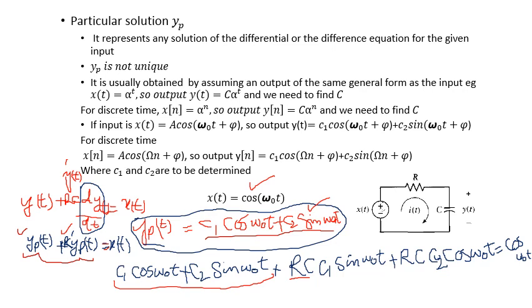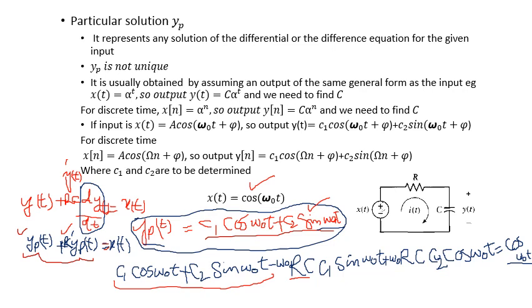Let me correct it. The derivative of c1 cos omega naught t will be c1 omega naught sine omega naught t, but with a minus sign. And RC is already there, so it will be minus omega naught RC c1 sine omega naught t, and plus the derivative of sine is cos, so it will be RC c2 and omega naught, because again it is a derivative. So it will be omega naught RC c2 cos omega naught t, equals cos omega naught t.